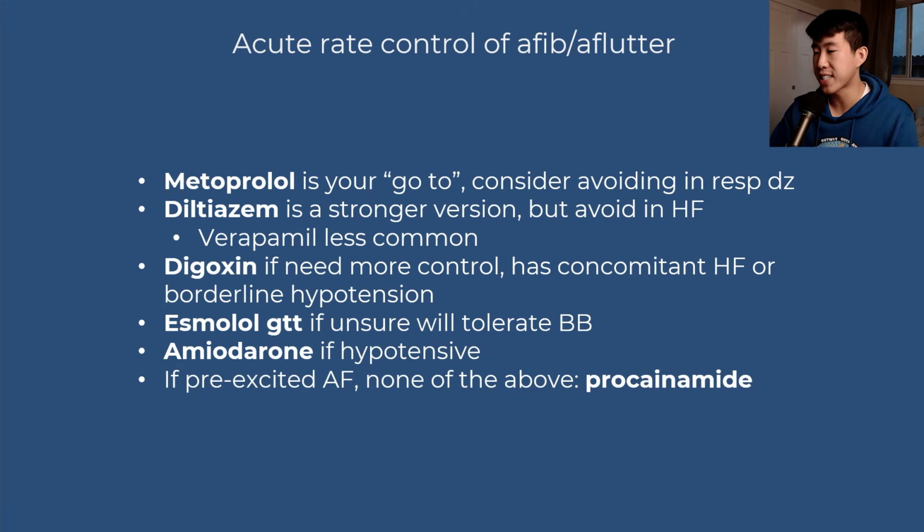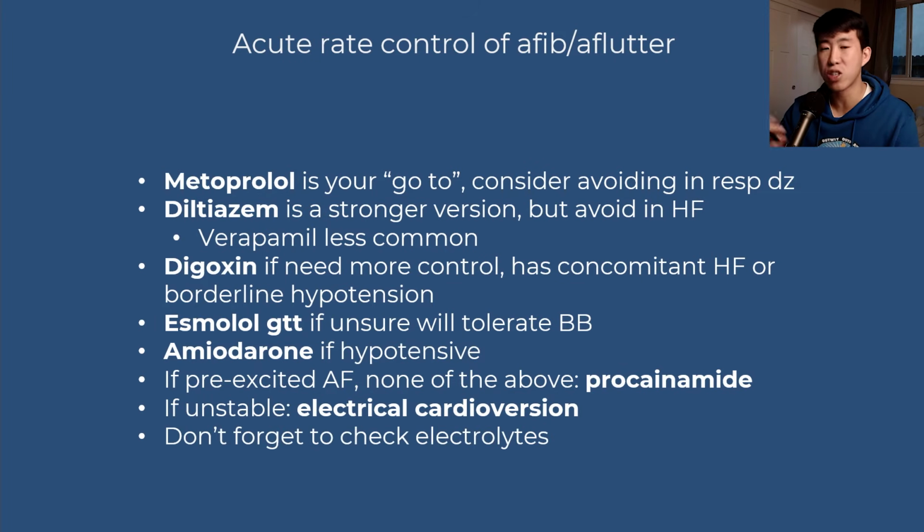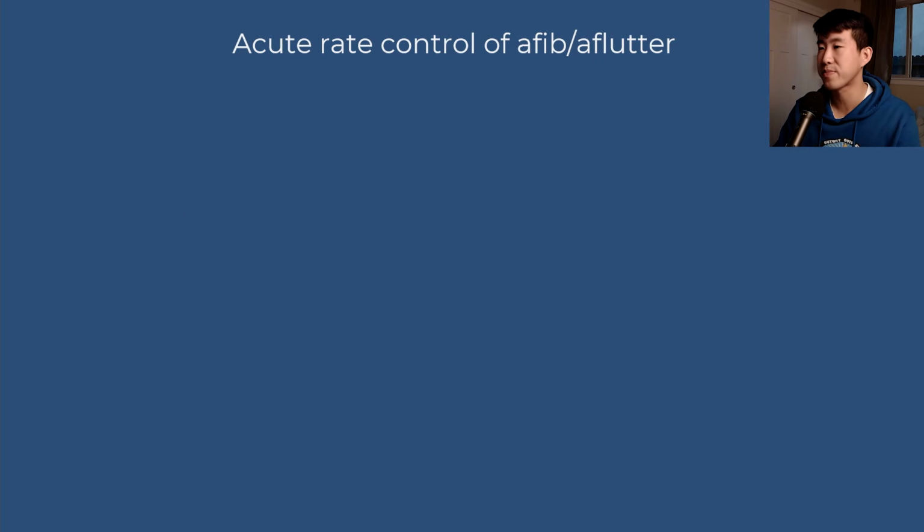Finally, if they have pre-excited atrial fibrillation, do none of the above. Go for procainamide or electrical cardioversion. If they're unstable at any point, electrical cardioversion. And then finally, don't forget to check electrolytes, because if somebody's potassium and magnesium are very low and you give them a rate control agent, if you don't correct that electrolyte abnormality, then it's more likely that they're going to not respond to the medication that you give them.